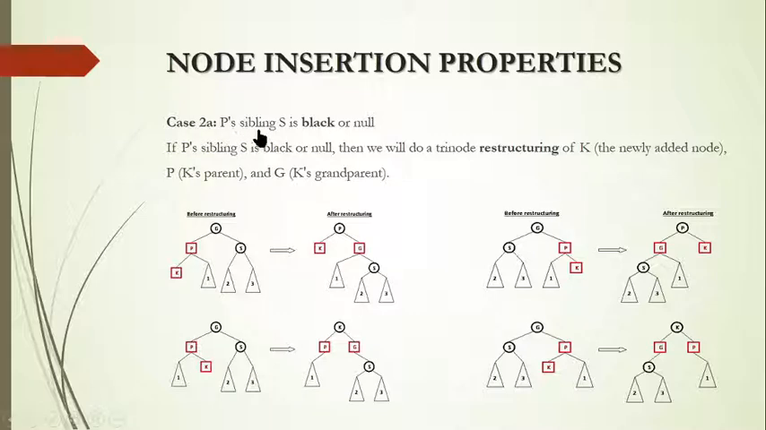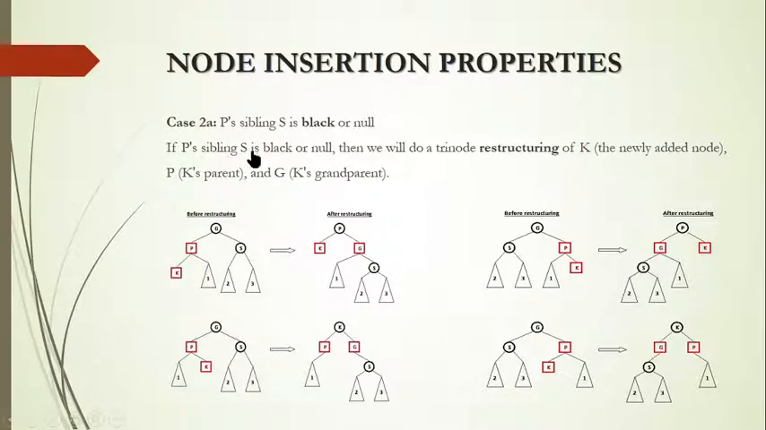Case 2A: P's sibling S is black or null. See here, P is the parent and S is the sibling. For P and S, G is the parent, and these two are children. One child is P and its sibling is S, and S's sibling is P. Look at the condition: P's sibling is S. If it is black or null, here it is black. Null means you don't have any node. In both scenarios, either it should be black or there should not be any node. If that is the case, what do we have to do?